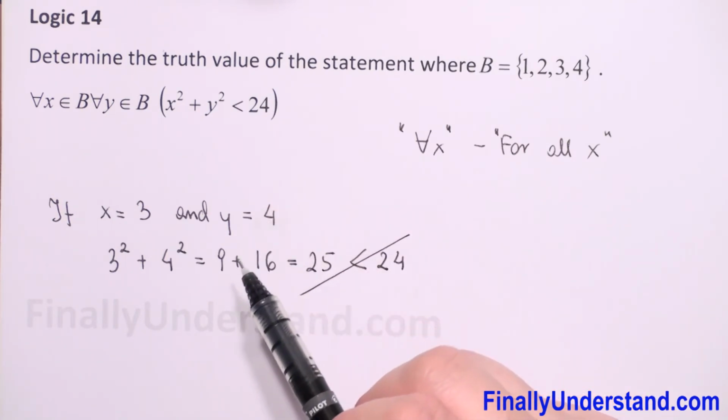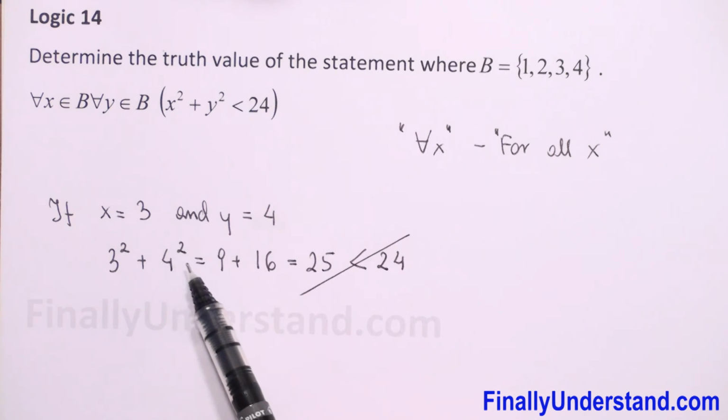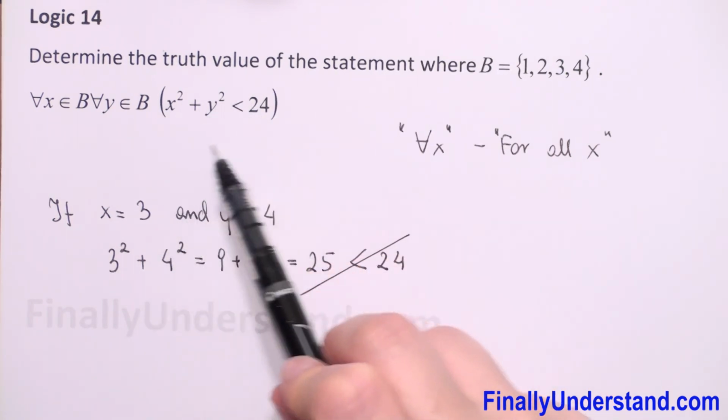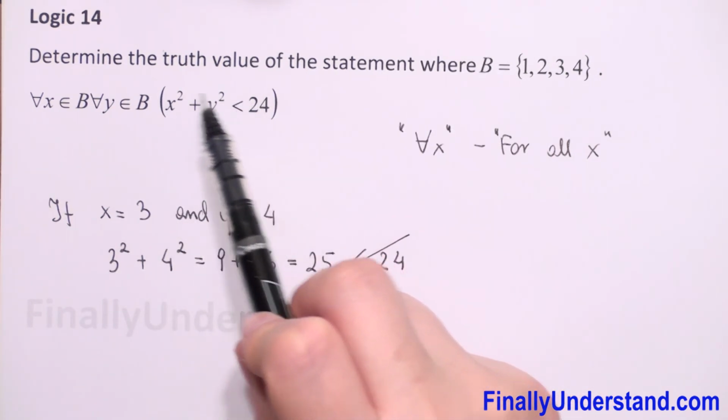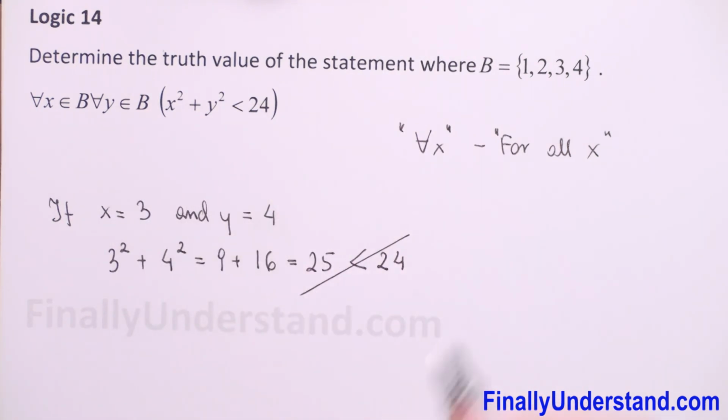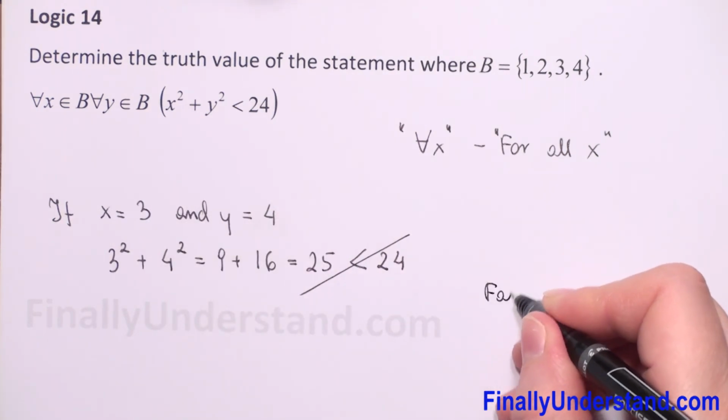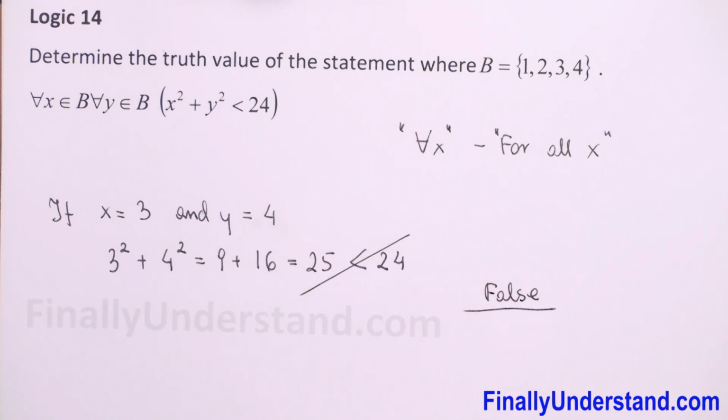So it means, because we found an example for which this inequality is not true, that this statement is false. This is my solution.